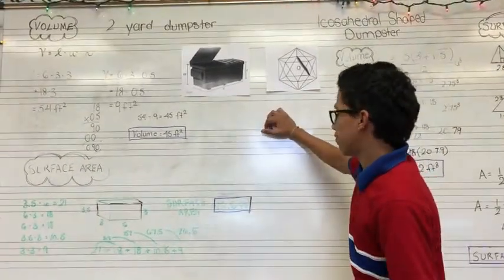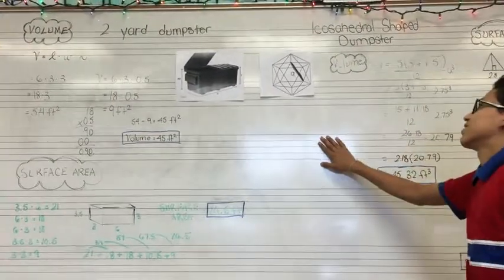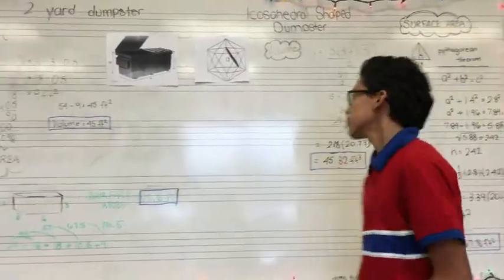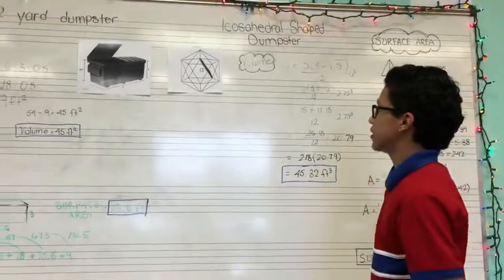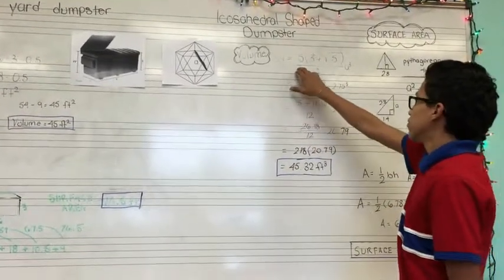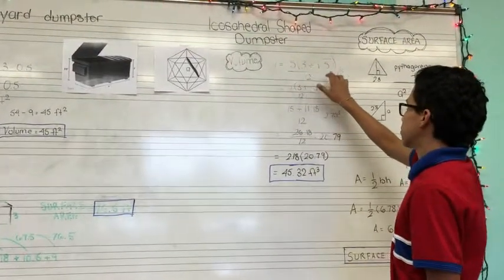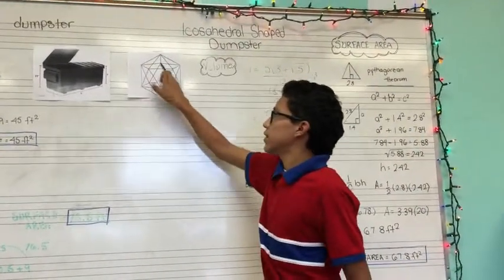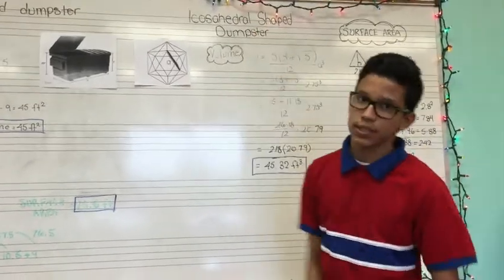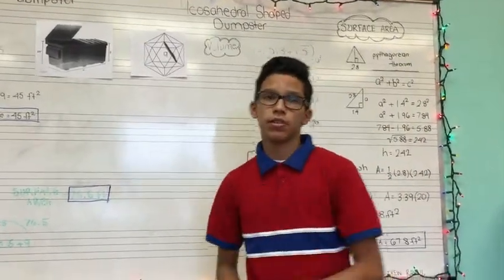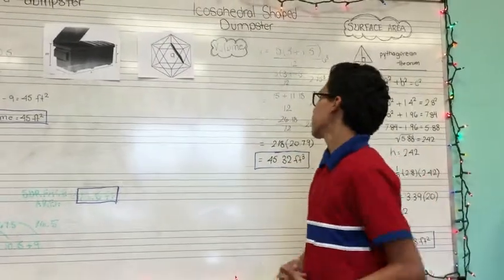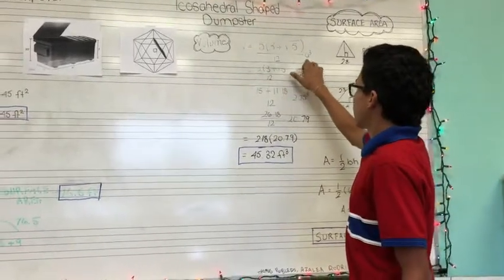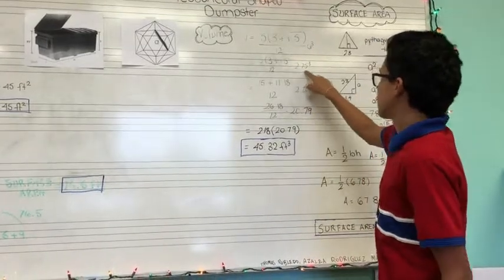So we have surface area and volume for the 2-yard dumpster, and now we have to find the volume and surface area for the icosahedral shaped dumpster. For the volume of an icosahedron, there's a special formula. Its volume equals 5 times 3 plus the square root of 5, divided by 12, times a cubed. In this, a is the length of the edge of the icosahedron. The icosahedron is made up of 20 equilateral triangles, so all the lengths will be the same. You just plug the length of the edge into the equation, and you put in 2.75 cubed.